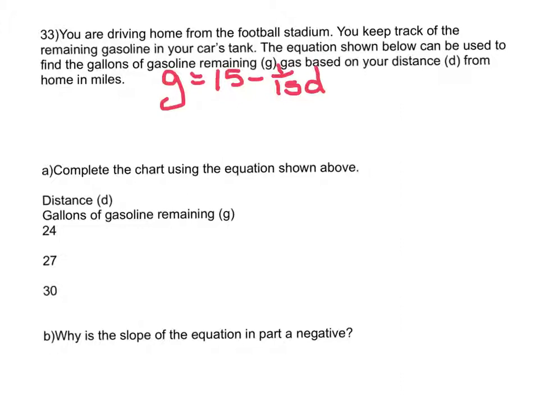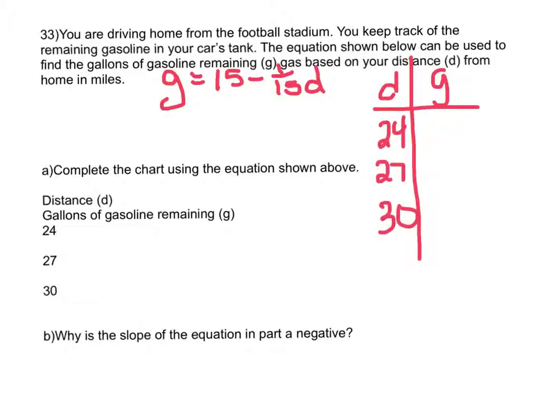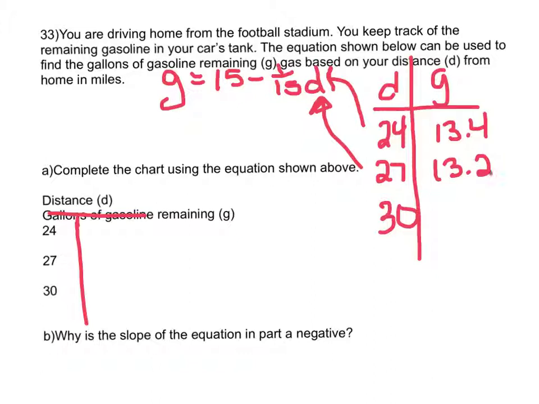So I'll go ahead here. I'm just going to do a distance and gallons. And we've got 24, 27, 30. You can do that down here if you would like to as well. I just didn't like how crowded it was there. So if we plug in 24 for our D and solve for the remaining gallons of gas, you would have 13.4. Then if you plug in the 27, you would get 13.2. And then continue on, plugging in the 30, and you would get 13 gallons.